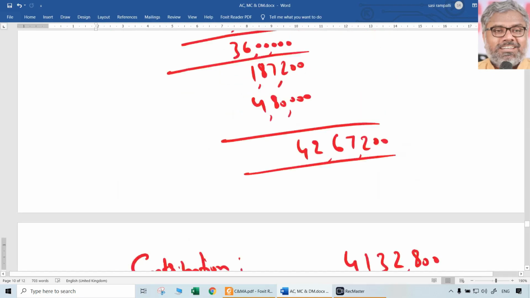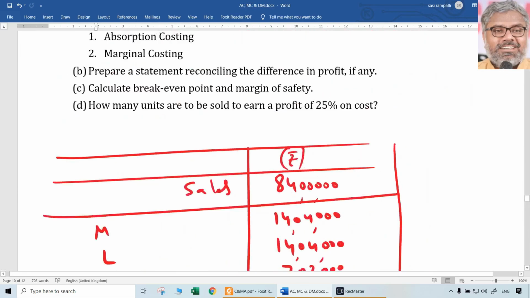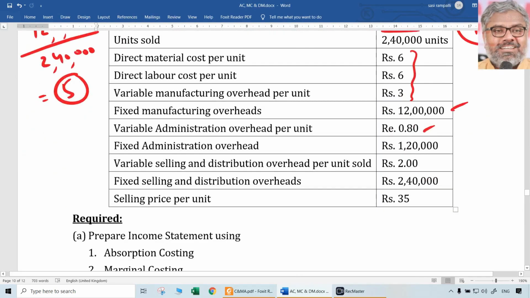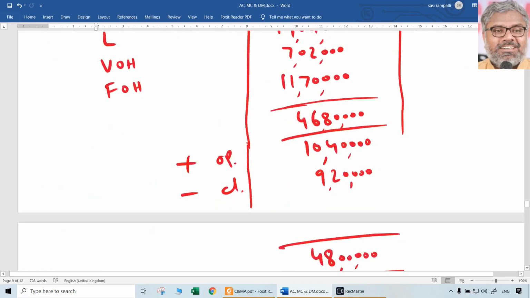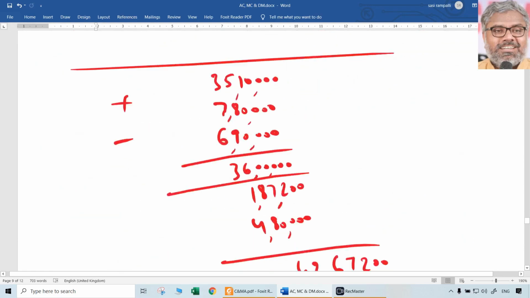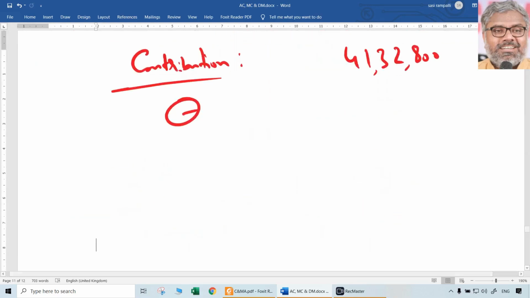From this you have to deduct all types of fixed cost. Just take the actual numbers, that is enough. Absorption and all will not happen here. So 12 lakhs manufacturing, 120 fixed admin, 240 fixed selling and distribution. So 15 lakhs 60,000 is the total fixed cost.